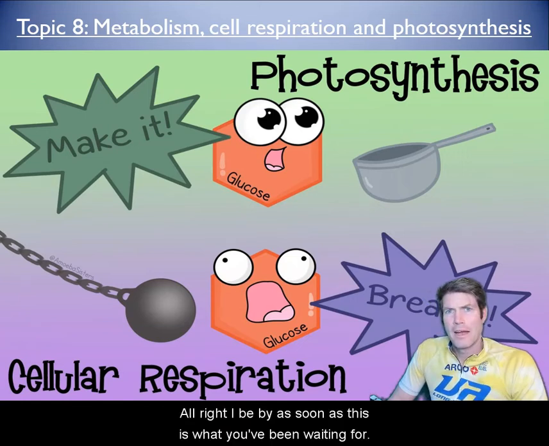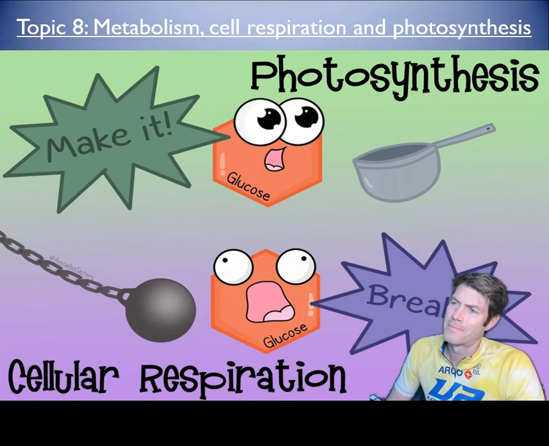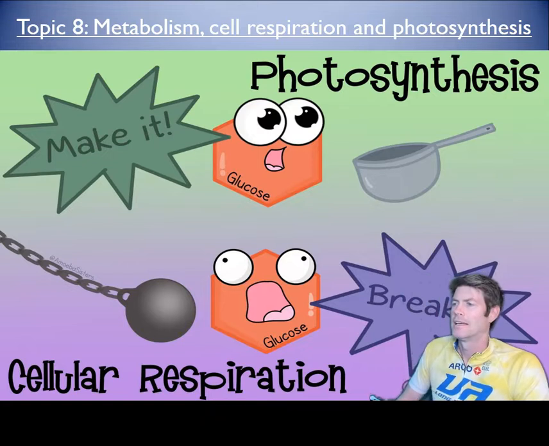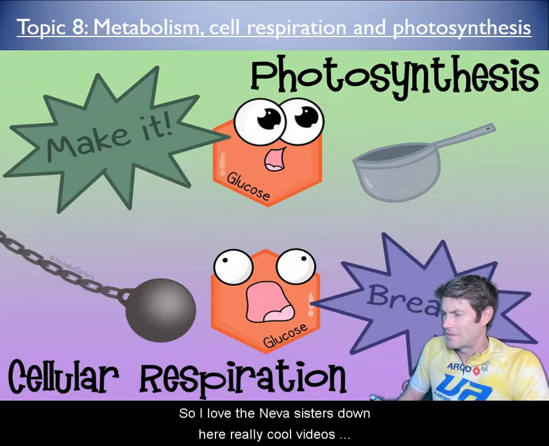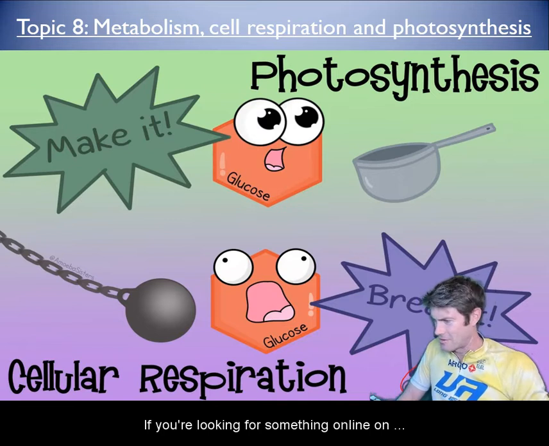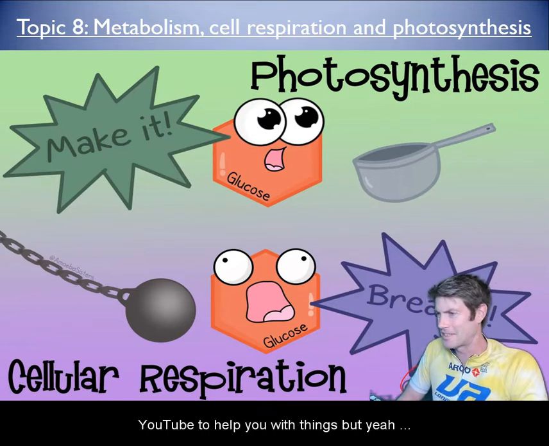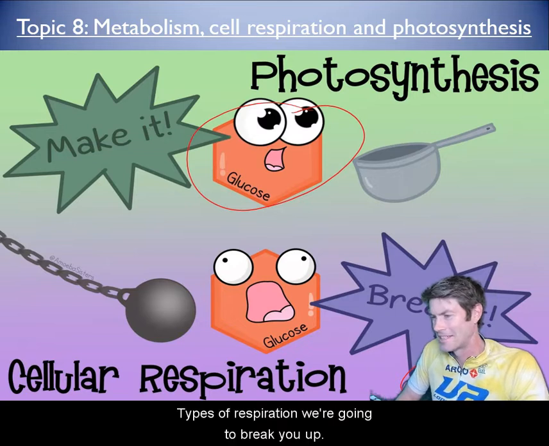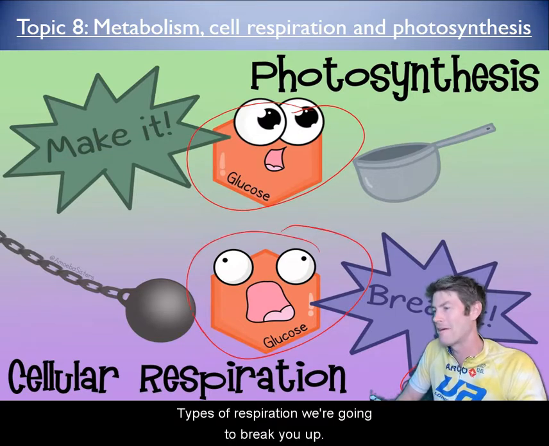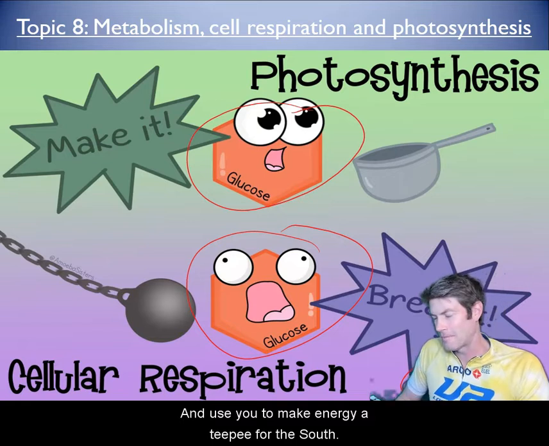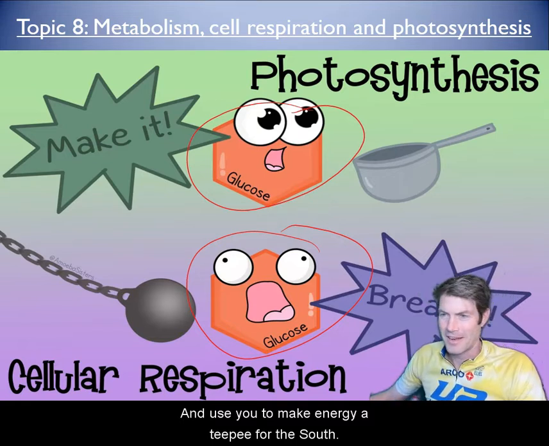All right, IB Bio students, this is what you've been waiting for. Topic 8, respiration and photosynthesis. So I love the Amoeba Sisters down here. Really cool videos if you're looking for something online on YouTube to help you with things. But yeah, photosynthesis, make it. Oh yeah, happy times for our glucose. And then cellular respiration. We're going to break you up and use you to make energy, ATP for the cell.